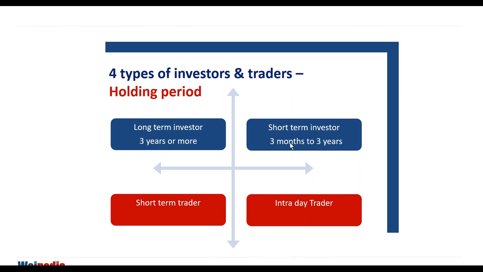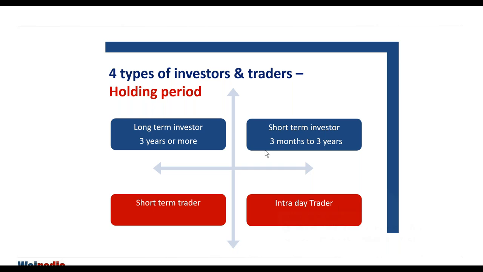So, from 3 months to 3 years. Why 3 months? It's very simple logic: most futures contracts, option contracts, and all these derivatives have an expiry date, and the expiry date is usually about 3 months. So I would coin that between 3 months and 3 years of holding a position, I would qualify you as a short-term investor.